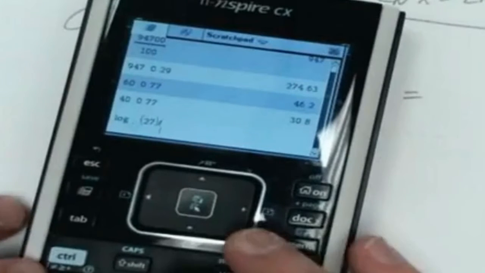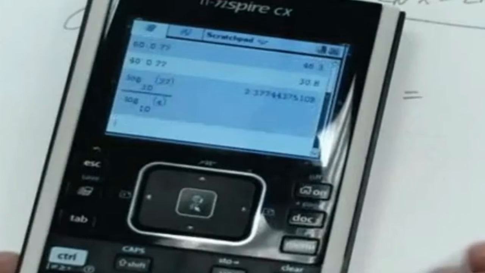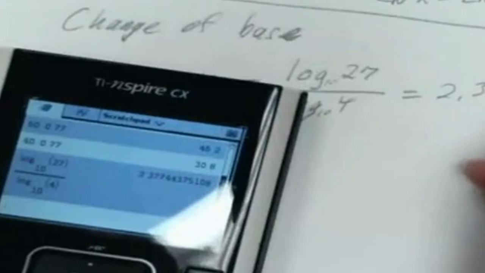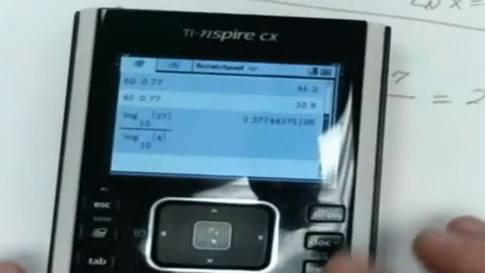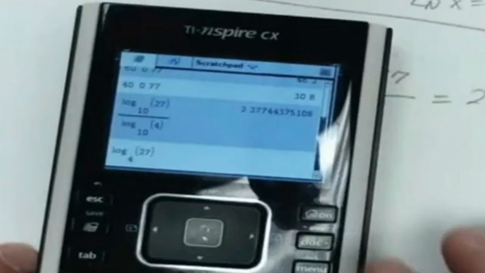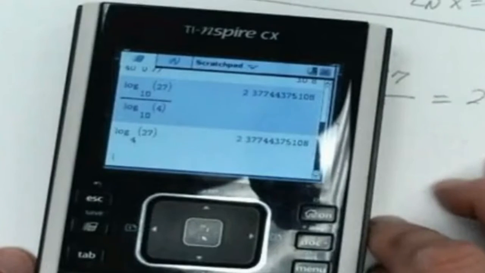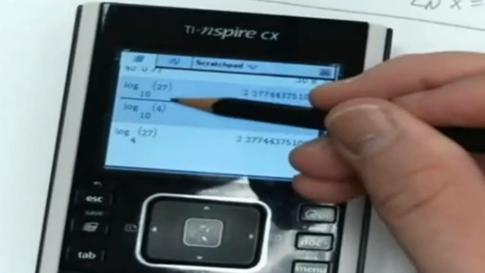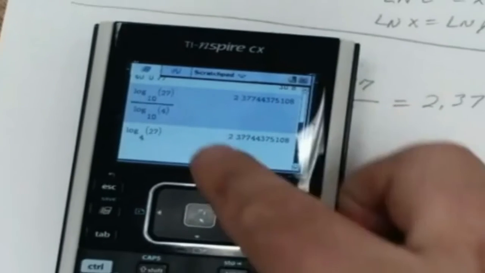So if I do log of 27 and I divide that by log of 4, and it's letting me put the base because this calculator will do that, that says that is 2.3774. See, it made it base 10 automatically, if you can see that. If I did log, and I can put the 4 and put the 27, I can actually type it the way it wants it. Same answer, 2.3774. So this change of base formula allows us to solve for bases other than 10 or the natural log, just by being able to use that formula.